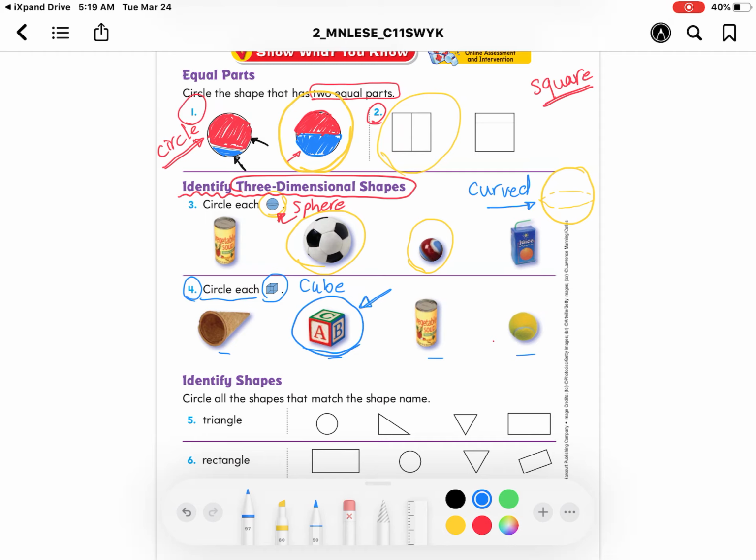Let's look to this wooden block. Do you see any curved surfaces? No. What about the flat surfaces? Yes, the cube has how many? 6 flat surfaces. Of course, I'm revising with you the geometry part that you should have taken before in grade 1.